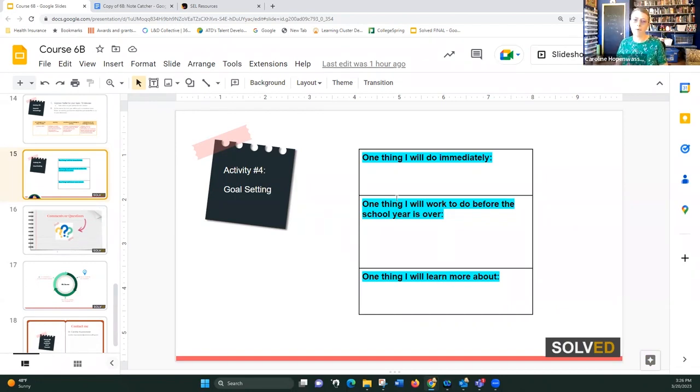What's one thing I might want to work on before the school year is over? I'm not going to go do it right now, but I want to get ready and start it before the school year is over. Or what's something that was really interesting and I want to learn more about? I need to get more information. So I would love it if you take a minute and think about that.